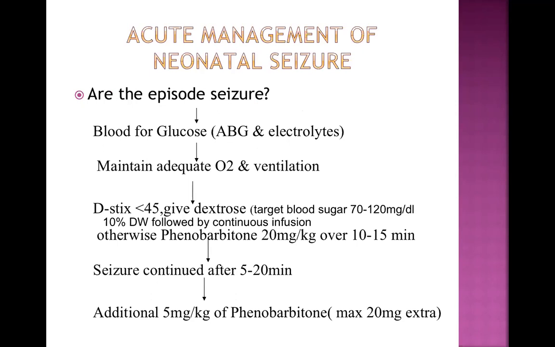Another step may be to check the blood glucose level. If you suspect hypoxia, check arterial blood gas, and if you suspect an electrolyte abnormality is the cause of seizure, check serum electrolytes.